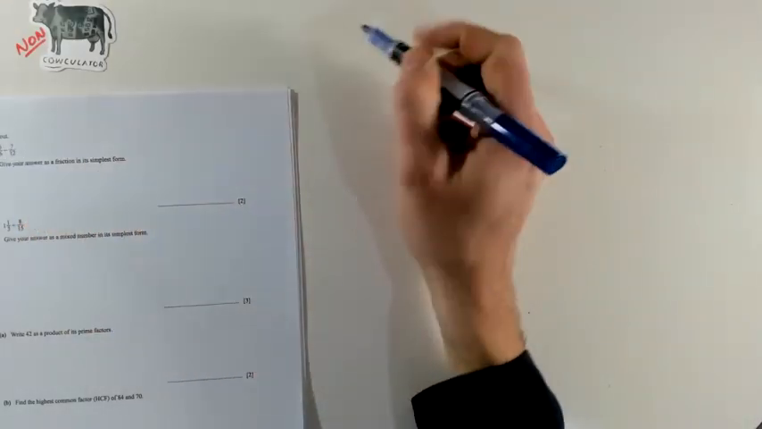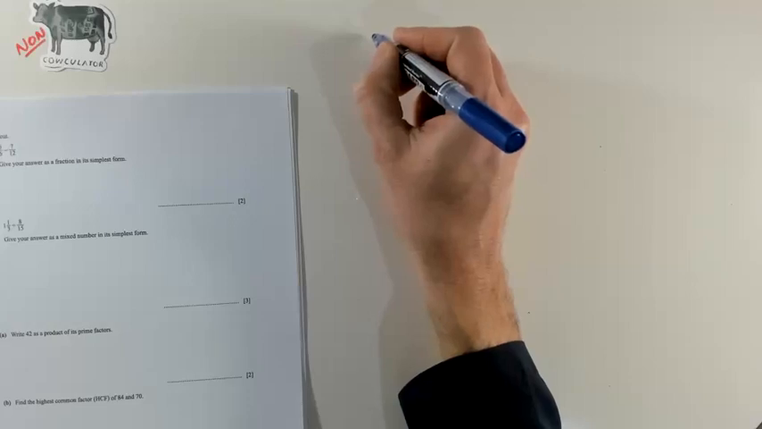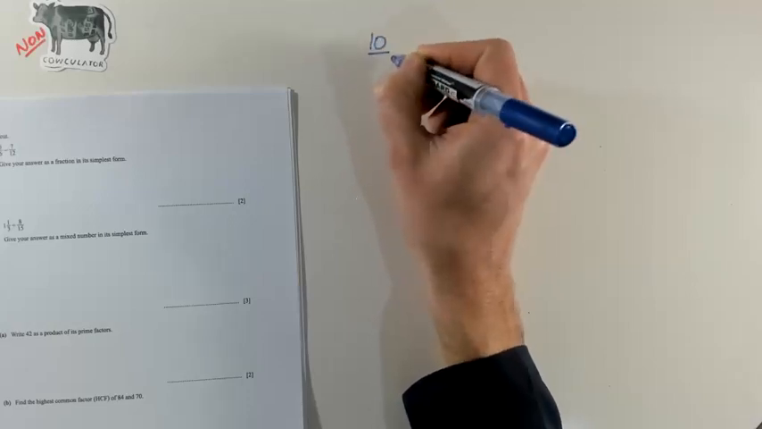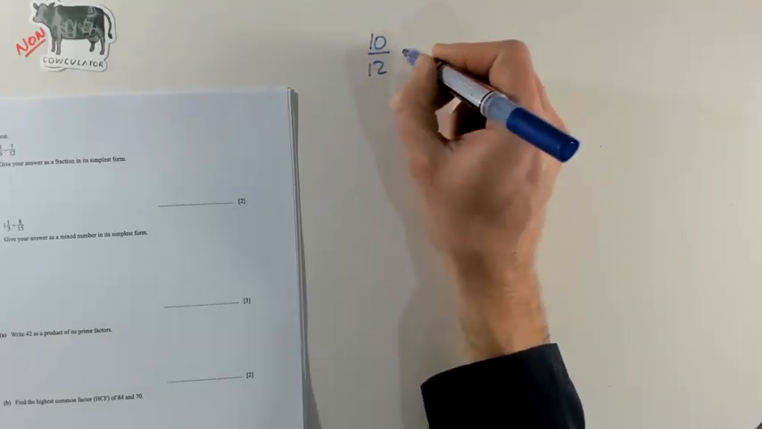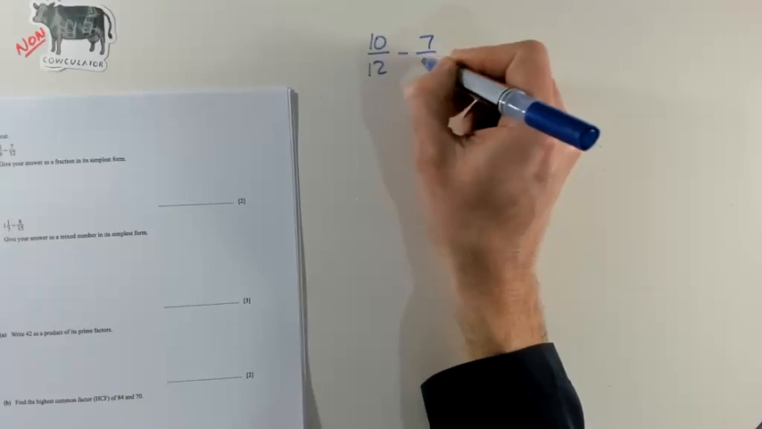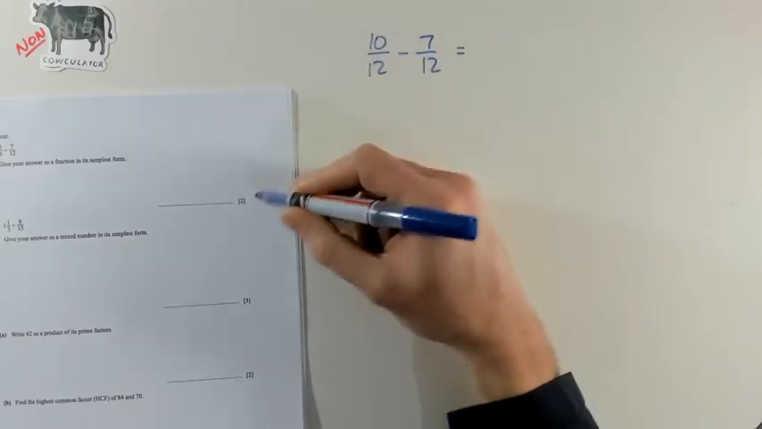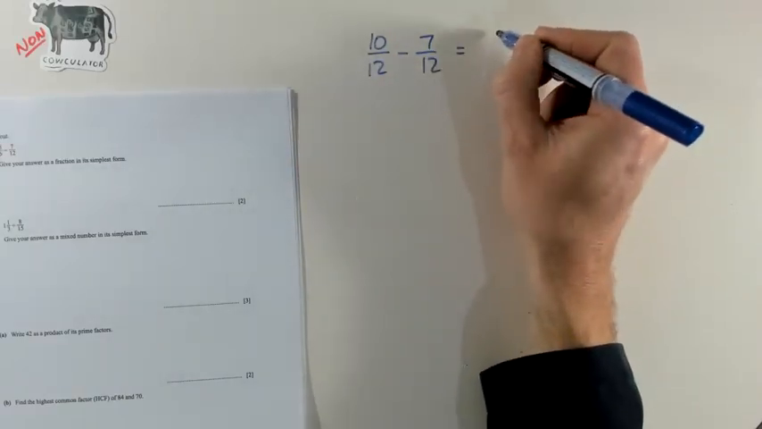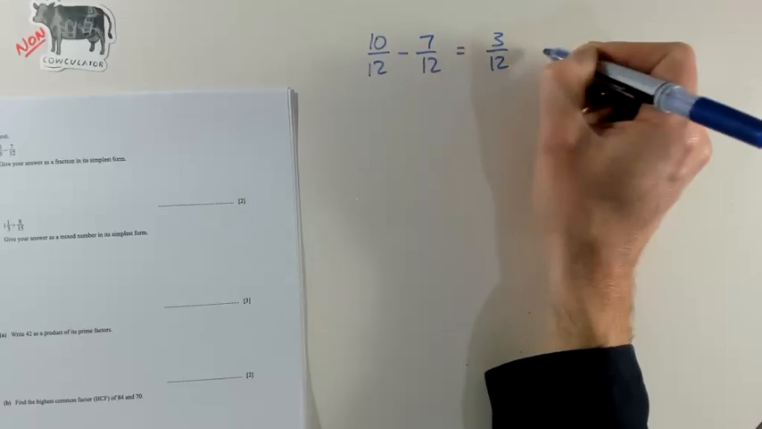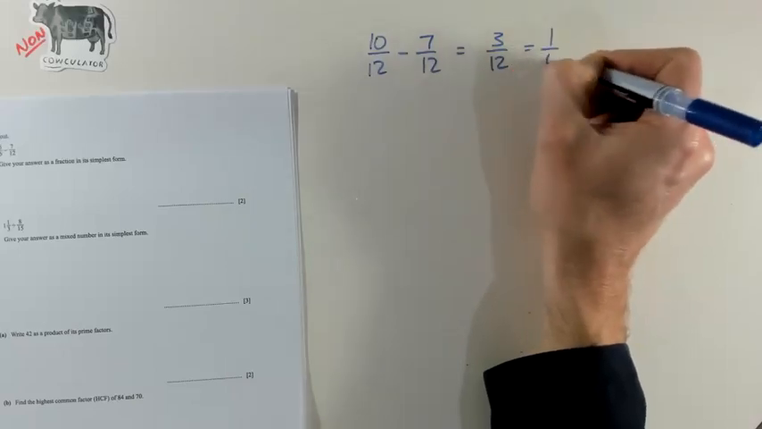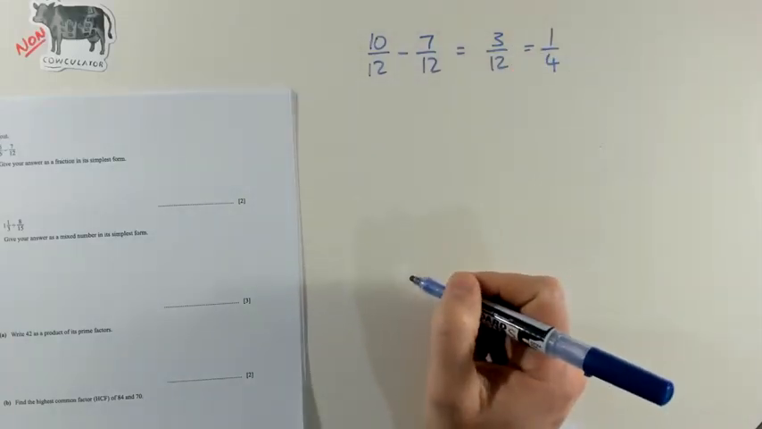So I'll need to get the denominators the same. So 5 over 6 is going to be the same as 10 over 12, multiplying by 2 top and bottom, minus 7 over 12. And for 2 marks, that's probably the easiest 2 marks, it's going to be 3 over 12, but it needs to be simplified. So 1 over 4 would do it.